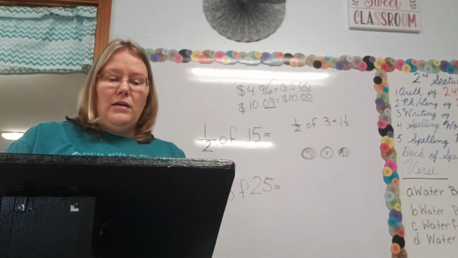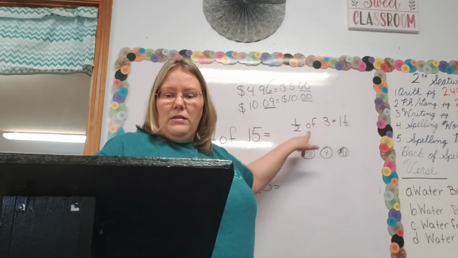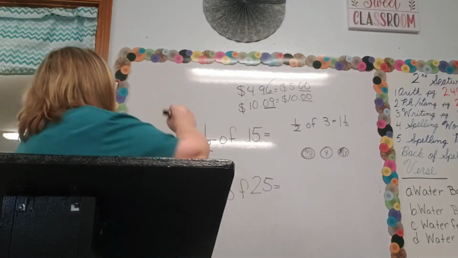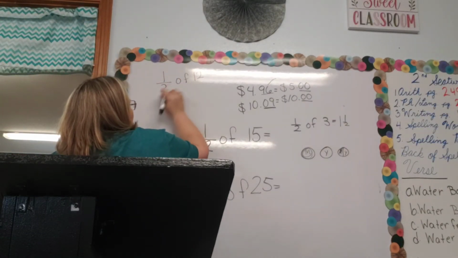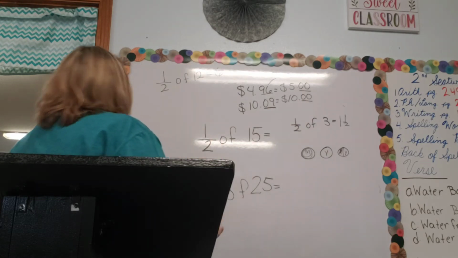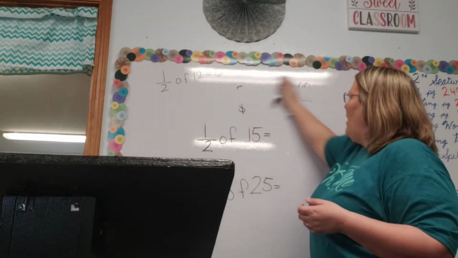You'll remember that you divide the whole number by the denominator of the fraction and get your answer. Like we did whenever we said half of 12. 12 divided by 2 equals 6. So we're going to look at these couple problems I have on the board and then do some on your paper. So I have half of 15.